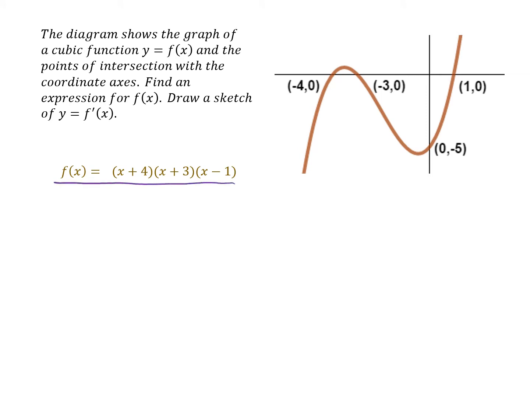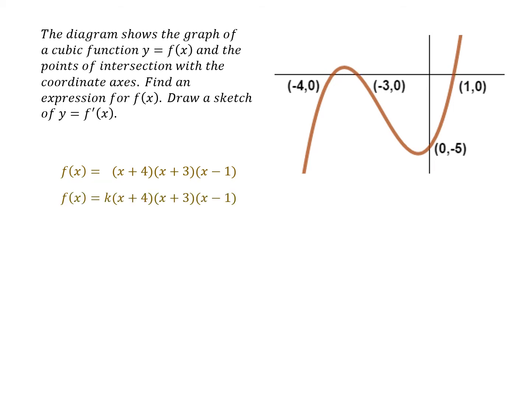equation for f of x would go through the point when x equals 0, y would be equal to minus 12. So clearly this isn't quite the equation that we're looking for, but any equation of the form k times (x plus 4)(x plus 3)(x minus 1) will go through these 3 points. So we're looking to find the value of k.